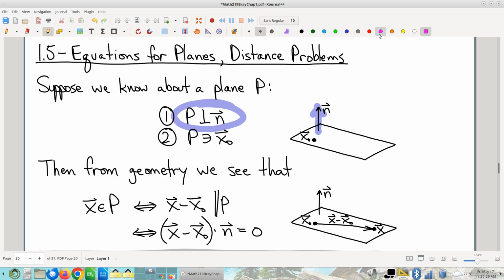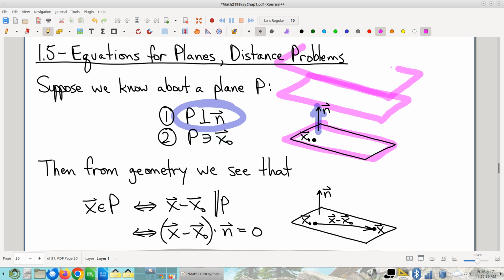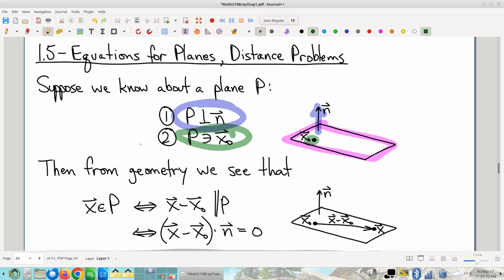that alone is not quite enough to tell me exactly which plane I'm talking about. There are a lot of planes that are perpendicular to that one vector, right? But if I say I'm interested in a plane that's perpendicular to that vector and contains a given point x naught, that defines a plane. So this information alone, knowing your n and your x naught, completely characterizes the plane.